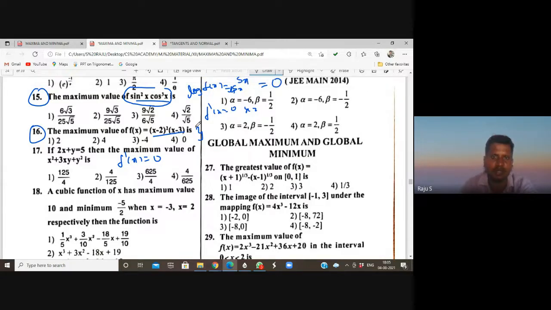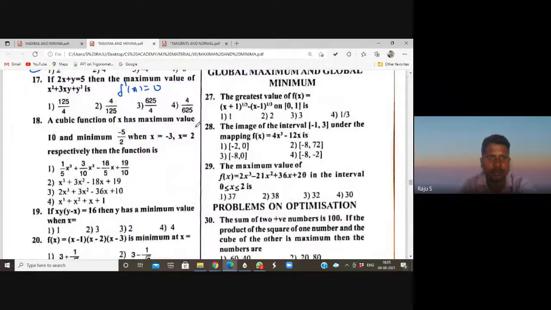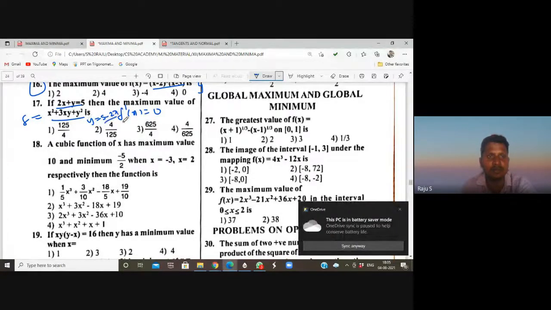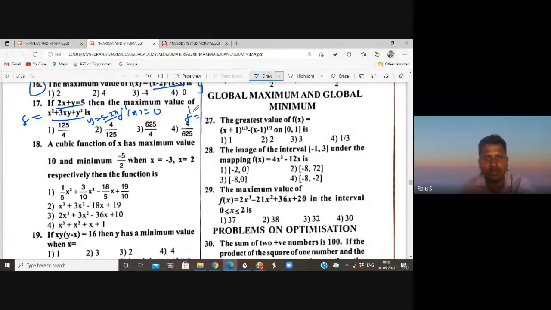NCERT. They gave one condition. See students, this kind of question has already been done in NCERT. Y is equal to 5 minus 2x. This is the function I'm taking, converting it into a single variable. It is in two variables. Substitute y equal to 5 minus 2x and we get a function in a single variable. Then find f dash of x and equate to 0 to get the x values. At that point, you can find f double dash of x like that.